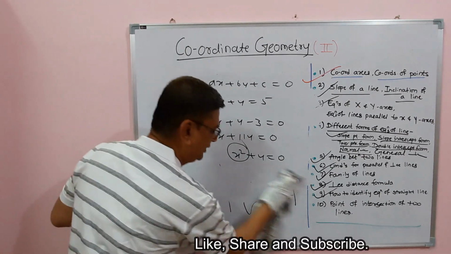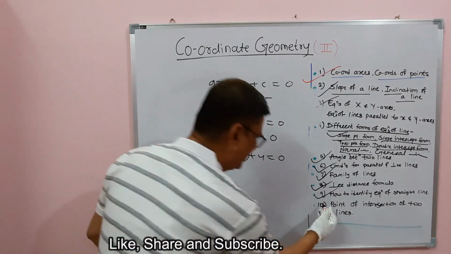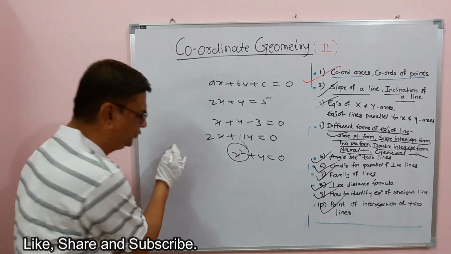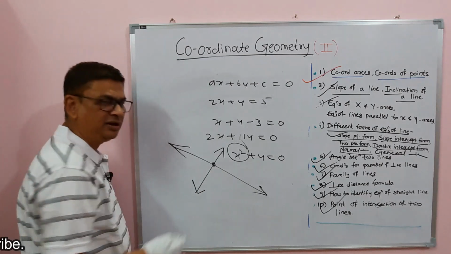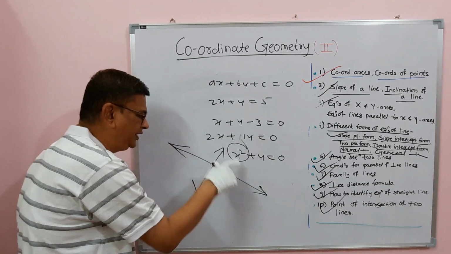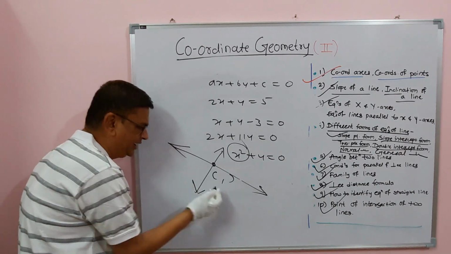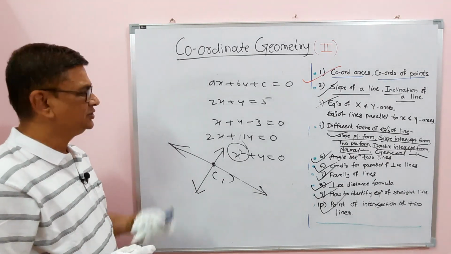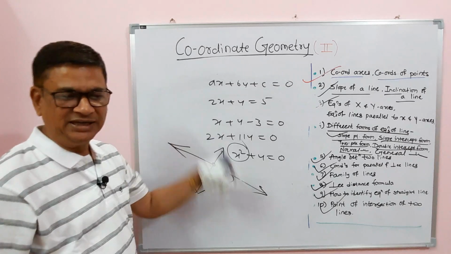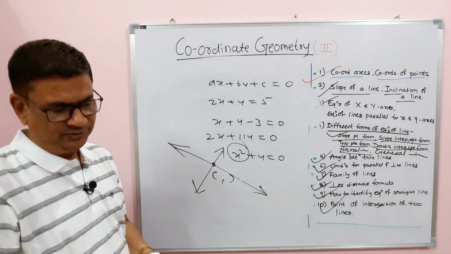Then the last topic to see is point of intersection of two lines. If two lines intersect, then we can find their point of intersection by solving their equations. We can get their point of intersection, that you know from your basic geometry. So that's it for this session of coordinate geometry second. Okay, thanks.